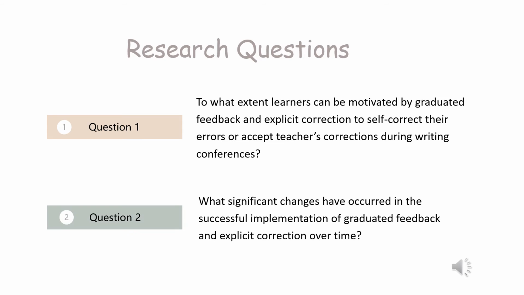Next, I will introduce the method of this article in detail. Firstly, there are two research questions. One is to what extent learners can be motivated by graduated feedback and explicit correction to self-correct their errors or accept teachers' corrections during writing conferences. The other is what significant changes have occurred in the successful implementation of graduated feedback and explicit correction over time. In order to solve these problems, this article adopts a number of research methods.